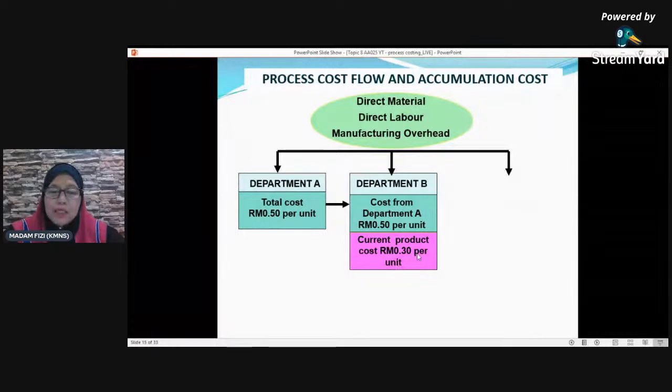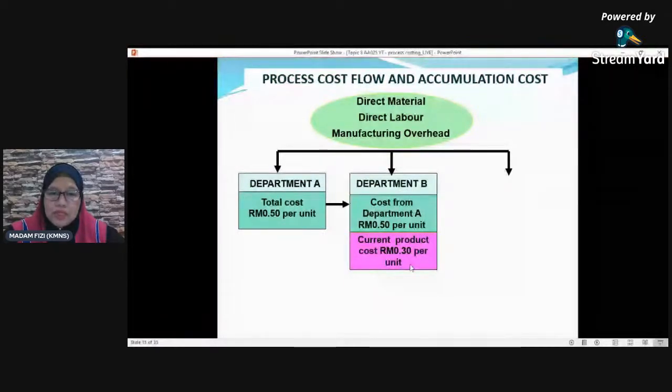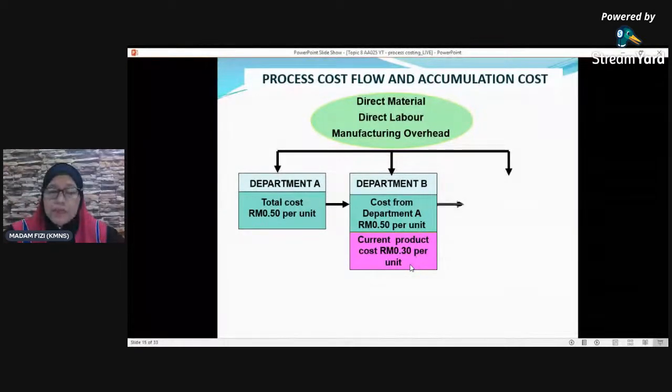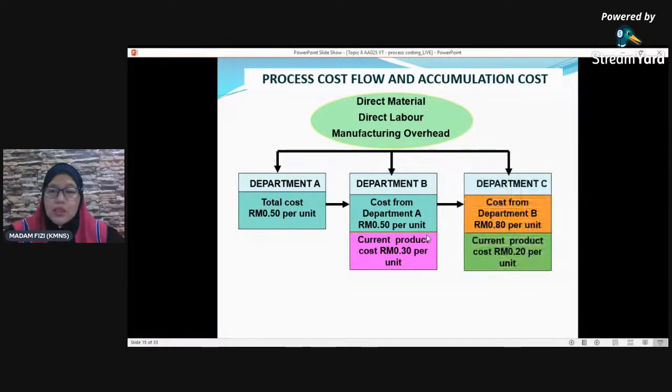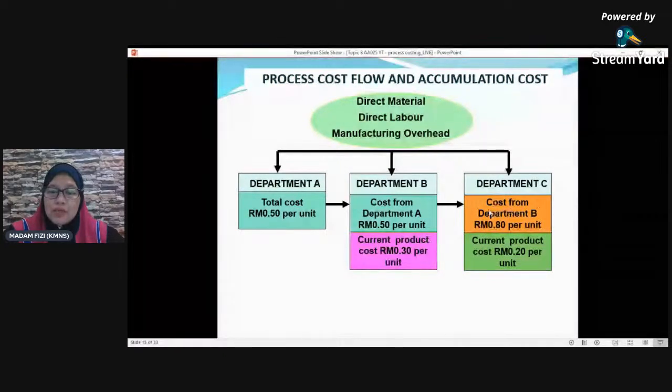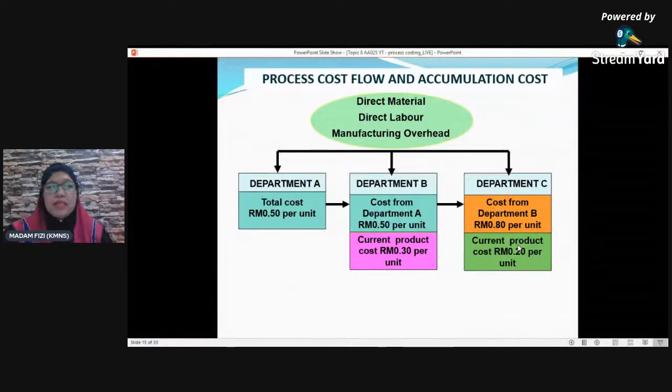Okay, now sekarang berapa total? 80 sen. Katakan kita ada department C. So, dia belum jadi finish goods lagi. Okay, sebab ada department C. So, dia akan transfer out the cost that is 80 sen to department C. So in department C, the cost from department B is 80 cents per unit and kerja yang dia buat dekat department C is 20 cents per unit.